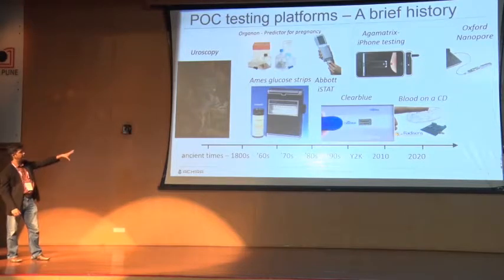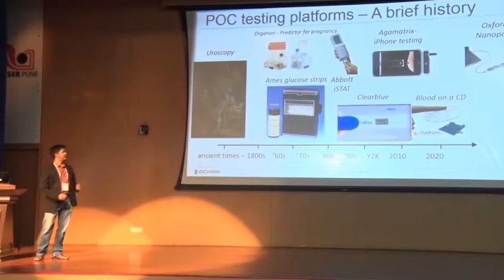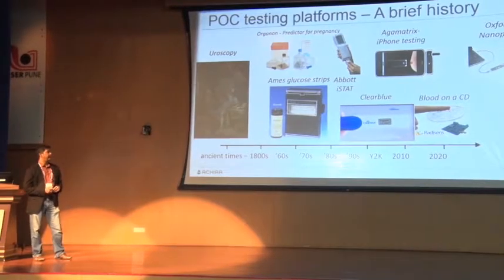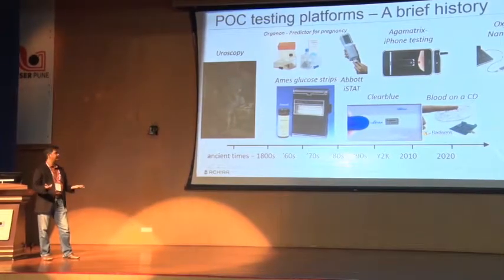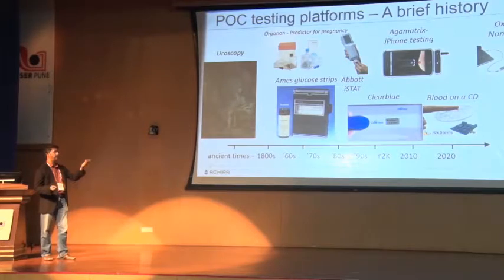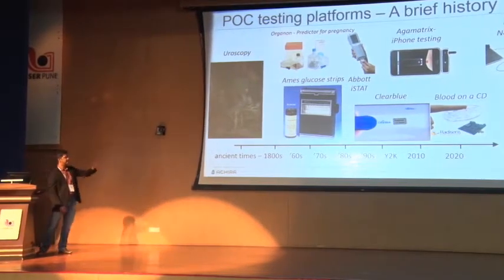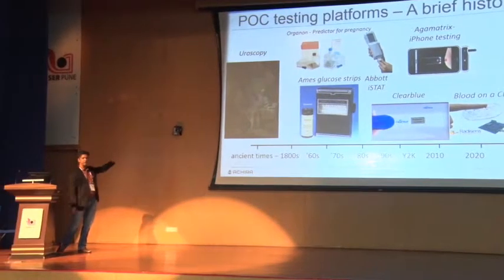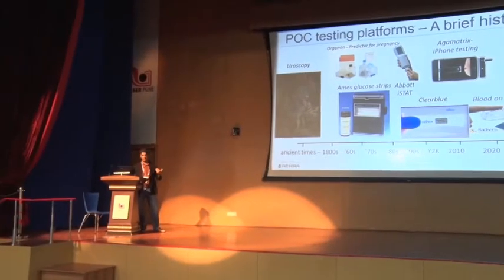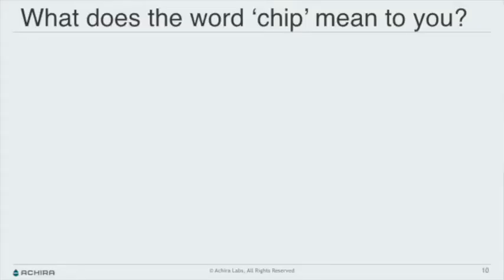And finally, going all the way to sort of microfluidics, lab on a chip, lab on a CD there. And today, we're even talking about doing sequencing on something that's connected to your laptop with Oxford Nanopore. So these are all just some examples and a snapshot of going from uroscopy to the most advanced point-of-care testing available today.